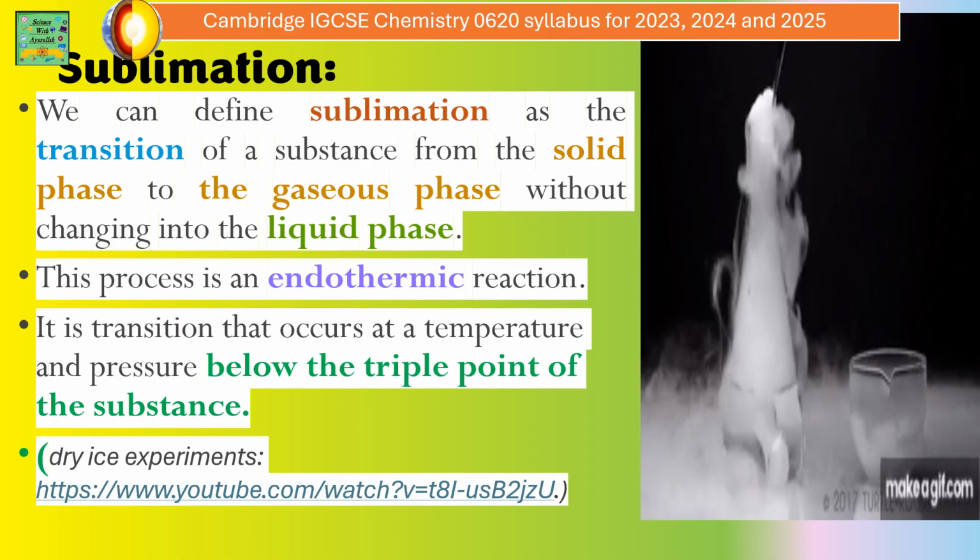Endothermic reactions are chemical reactions in which the reactants absorb heat energy from the surroundings to form products. These reactions lower the temperature of their surrounding area, thereby creating a cooling effect. Sublimation is a transition that occurs at a temperature and pressure below the triple point of a substance. So what do you mean by a triple point? The triple point is the point at which the pressure and temperature of the substance are such that it can exist in all three states of matter simultaneously.